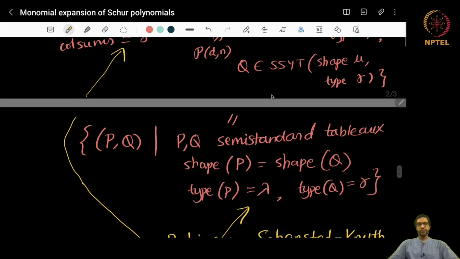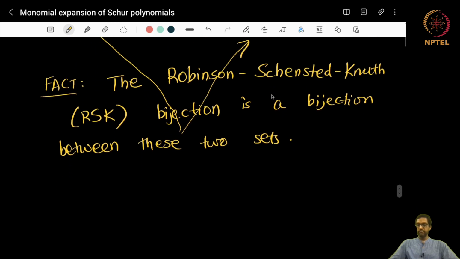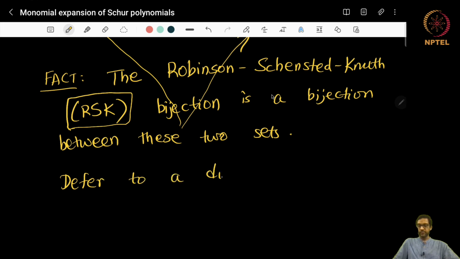So it establishes a bijection between these two sets, and we will defer the proof of this to a different lecture. The RSK is a very beautiful algorithmic bijection which tells you, given a matrix of that kind with row and column sums prescribed, how one constructs the tableaux. This is called Schensted insertion, the insertion algorithm and the bumping algorithm. We will defer this to a different lecture.